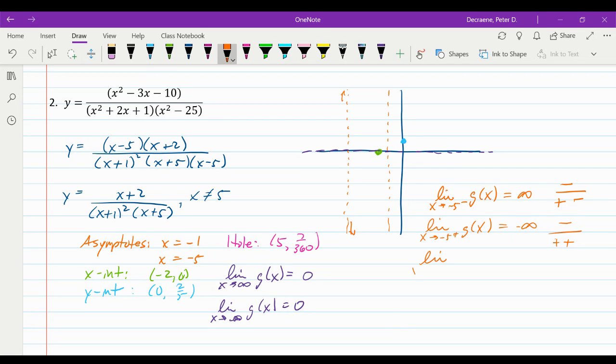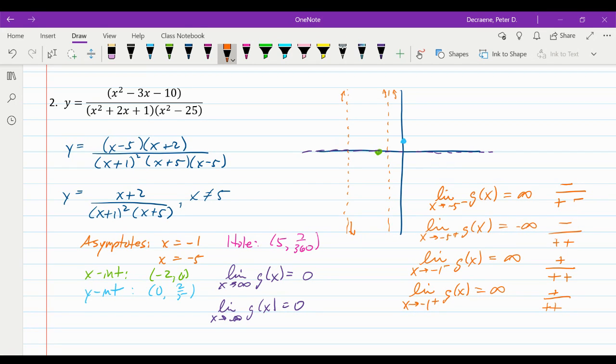The limit as x goes to -1 from the left on g of x. Let's see, -1 plus 2 is going to be positive. The negative one plus 1 is squared, so that's always positive. And -1 plus 5 is also going to be positive, so that's going to be infinity. And the limit as x goes to -1 from the right on g of x. Let's see, -1 plus 2 is still positive. The denominator is still positive. So that's also going to be positive infinity. So on this asymptote, it's going up in the same direction on both sides.